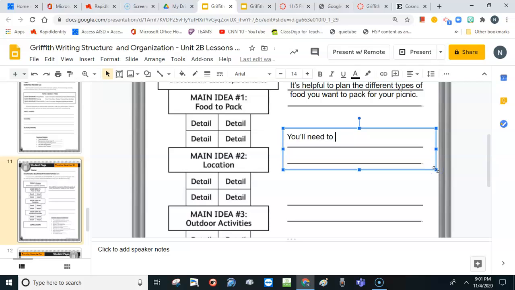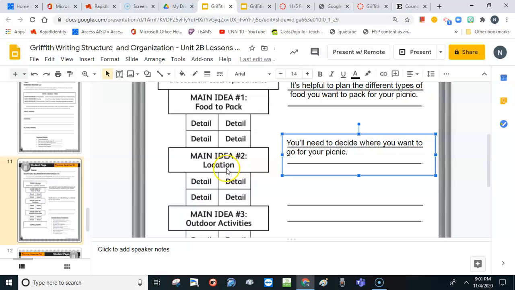You'll need to decide where you want to go for your picnic. Okay, now, did I use the word location? No, I did not use the word location, but that's what I'm talking about. So this is just a blurb. Now I need to develop it into a sentence.